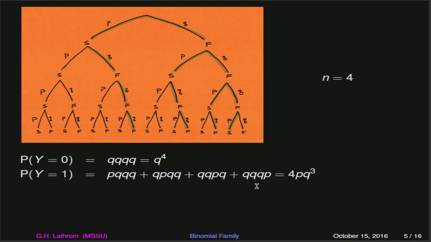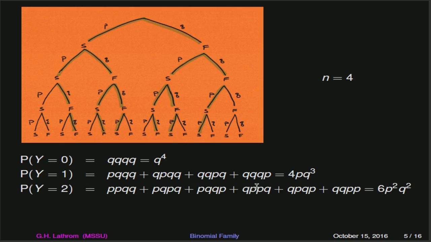Bumping that up to y is equal to 2 now, so that we want 2 successes. Well, we've got 4 places, and we want 2 particular successes in there, so this is really going to give us a total of 6 possible paths that you can see outlined in the diagram up above, and the probability of any particular path is going to be p squared times q squared. So now hopefully you might be beginning to see a little bit of where the pattern is really emerging.